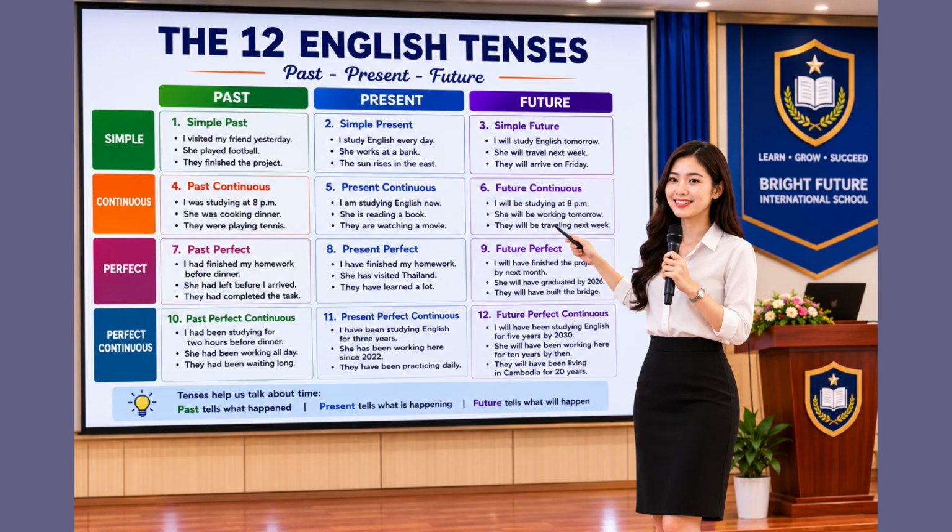If you are eating at this moment, you should use the present continuous tense and say, "I am eating breakfast now." If you plan to eat later, you should use the future tense and say, "I will eat breakfast after my meeting." By training yourself to think about time first, you will naturally improve your tense usage.